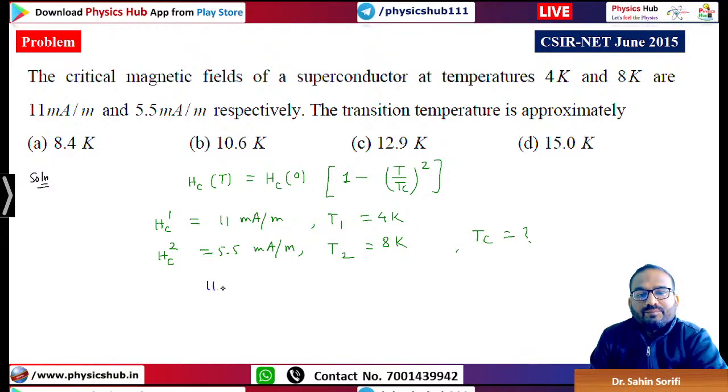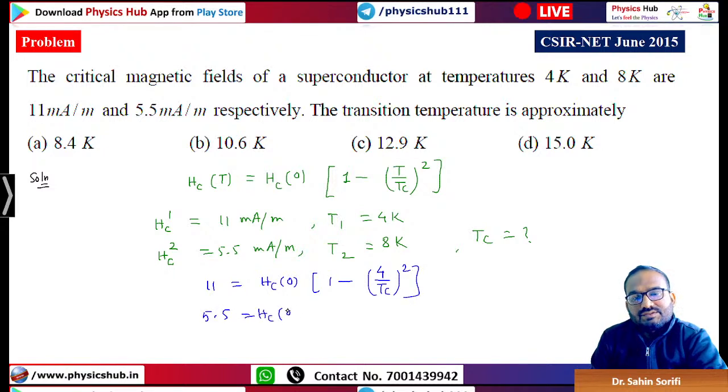So from the first one, 11 is equal to, let's say, Hc0 into 1 minus T1 4 by Tc whole square. Second one, 5.5 is equal to Hc0 into 1 minus 8 by Tc whole square. We have to find out Tc from these two relations. Let's say this is 1, this is 2.